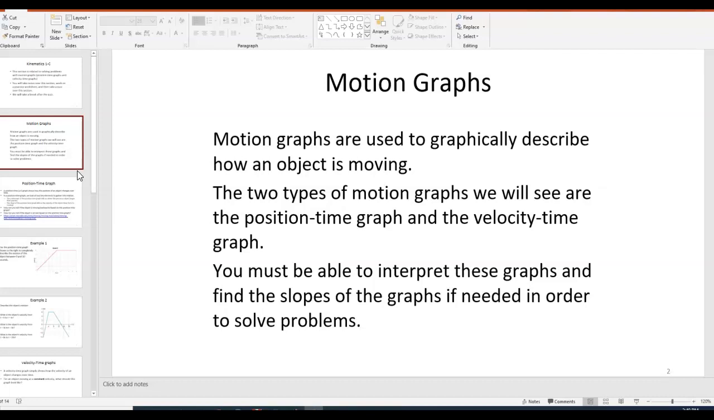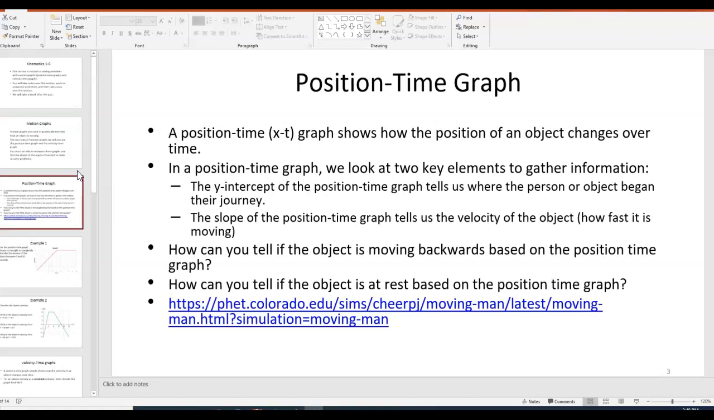You do need to be able to interpret these graphs and understand the motion that they're describing, and you also need to be able to find the slopes of the graphs in order to solve some problems. Okay, so hopefully you recall how to find the slope of a graph from your algebra class. So the first thing we're going to look at is what's called a position time graph. Now, the symbol for position is x, and so sometimes you'll see these labeled as xt graphs. Basically, what a position time graph shows you is how the position of an object changes over time.